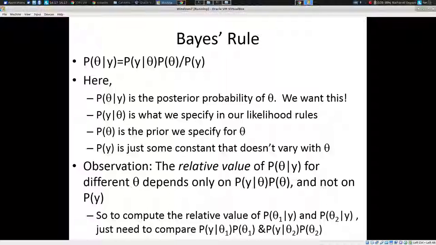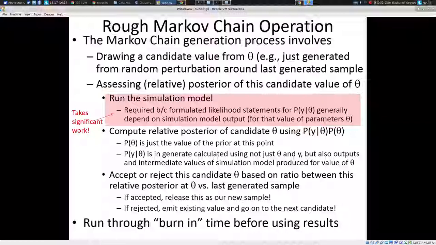Basically, it so happens that if you compute this and you take the ratio between this value and the corresponding value of the last generated sample, if this value is bigger than that value, you always accept this new one. You say, hey, that's one of my samples. I'm going to emit that as a sample. Otherwise, if it's less than or equal to it, you accept it with that probability. So if this value for the current value of theta divided by the corresponding value of the same formula for the last one we emitted is less than one, then we roll a dice between 0 and 1, and if it's less than that value, we output this new one. Otherwise, we output the old one.